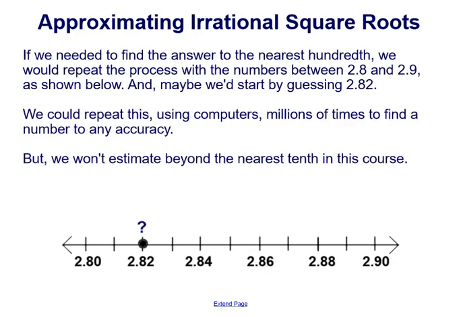If we needed to find the answer to the nearest hundredth, we would repeat the process with the numbers between 2.8 and 2.9 as shown below. Now our number line is surrounded by 2.8 and 2.9 with numbers in between to the nearest hundredth. And maybe again we'd start by guessing 2.82, so we'd square 2.82 and see how close it is to 8. Maybe we'd then square 2.83, and we could repeat this using computers millions of times to find a number to any accuracy. But we won't estimate beyond the nearest tenth in this course, so don't worry about that.